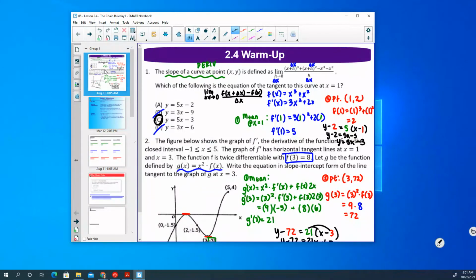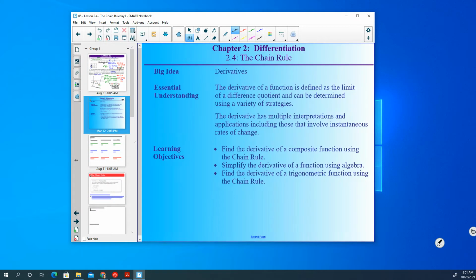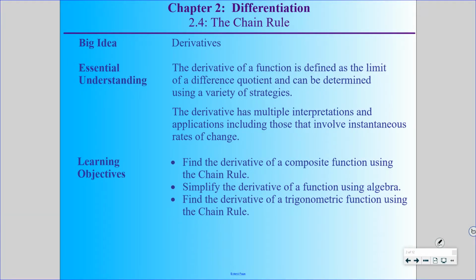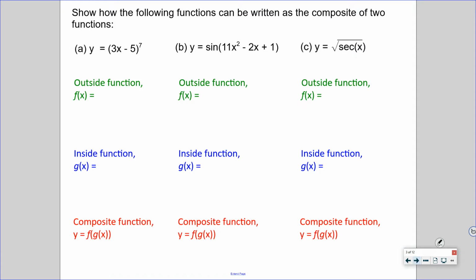Okay, we are picking up with lesson 2.4, which is called the chain rule. And it's kind of our last derivative rule we need to learn. We've done power rule, product rule, quotient rule, all the trig rules, I guess is what you could say. And now the chain rule allows us to take derivatives of composite functions.